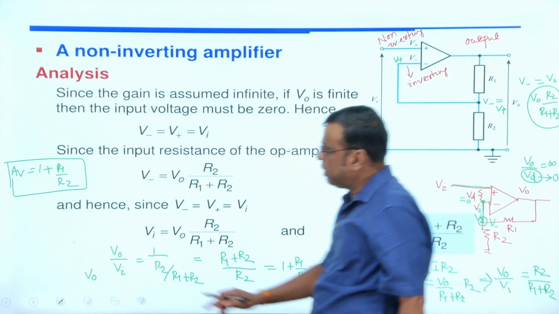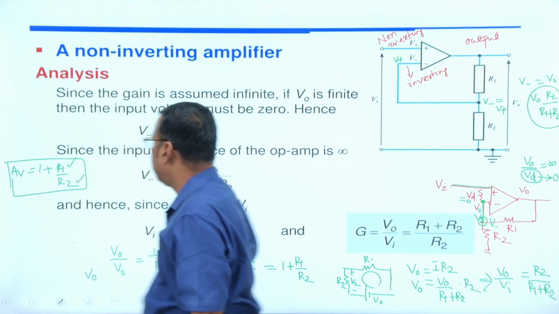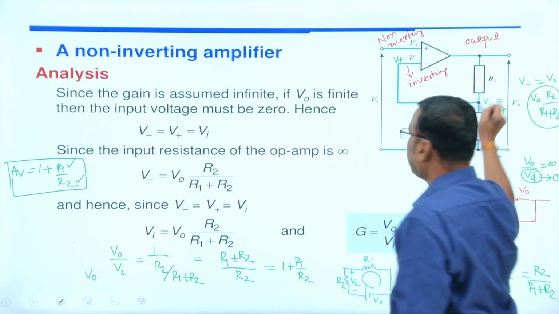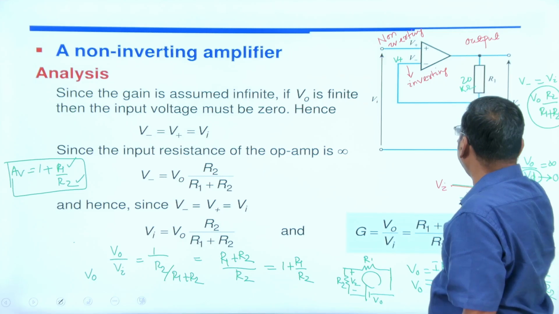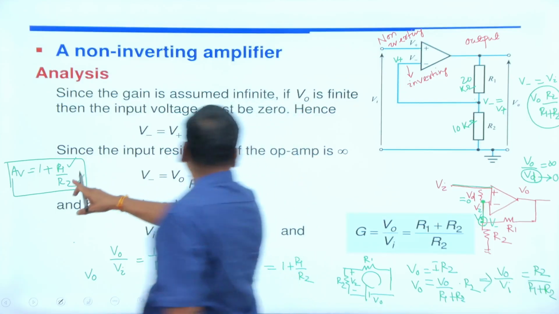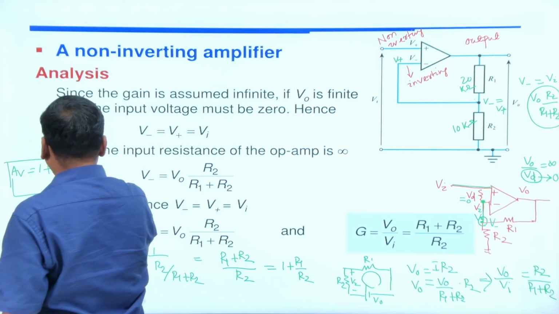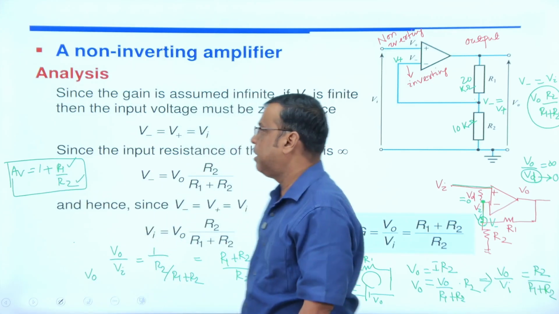So the voltage gain totally depends upon the value of R1 and the value of R2. These are two resistances, R1 and R2. Suppose this is 20 kilo ohm and this is 10 kilo ohm. Your gain is 1 plus 20 by 10. 20 by 10 is 2, 2 plus 1 is 3. The gain will be 3.